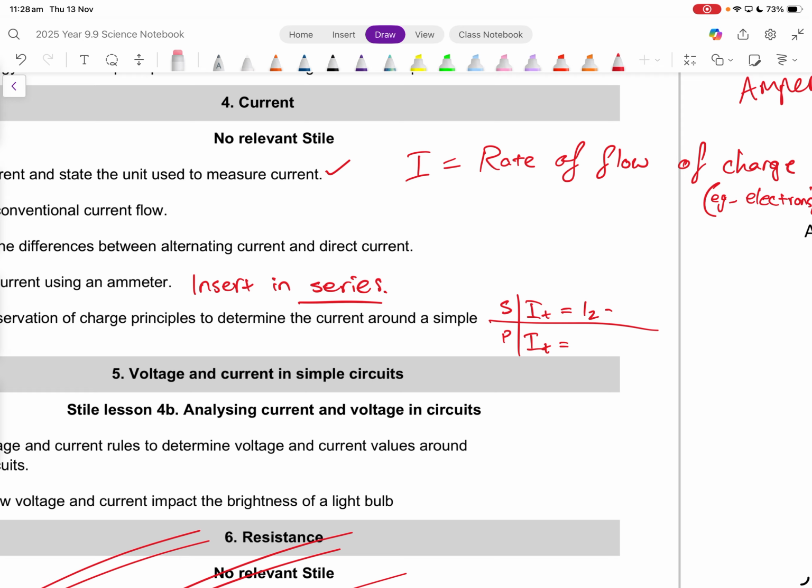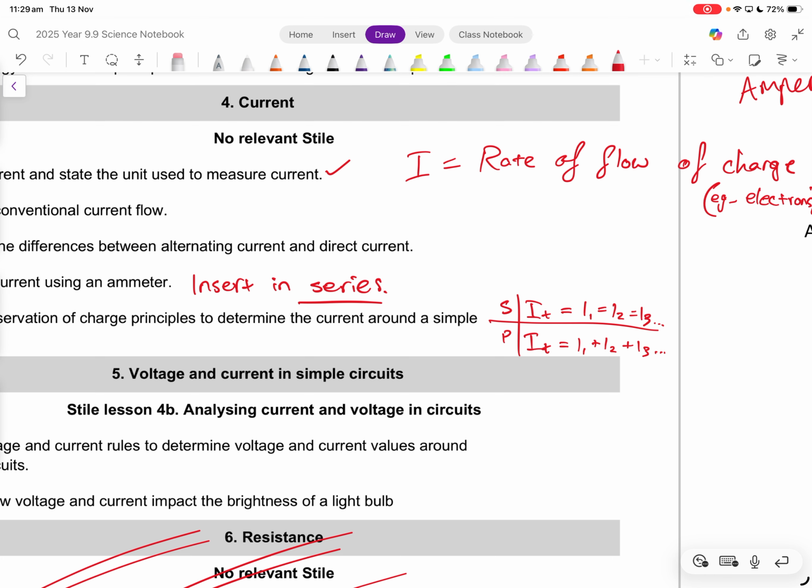Oh, sorry, I've messed that up. Oh, now I've broken it. That's a great question. I don't know why it does this from time to time. I need to get a new iPad, I think. Equals I2 equals I3. And what about in a parallel circuit? Excellent. It's the opposite. So I1 plus I2 plus I3, dot, dot, dot.